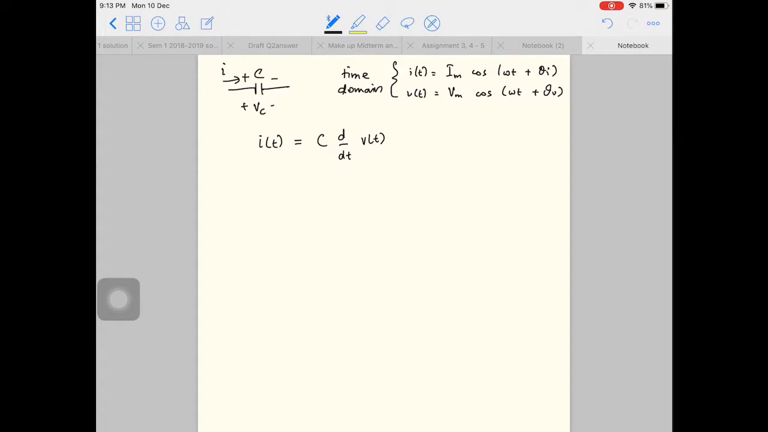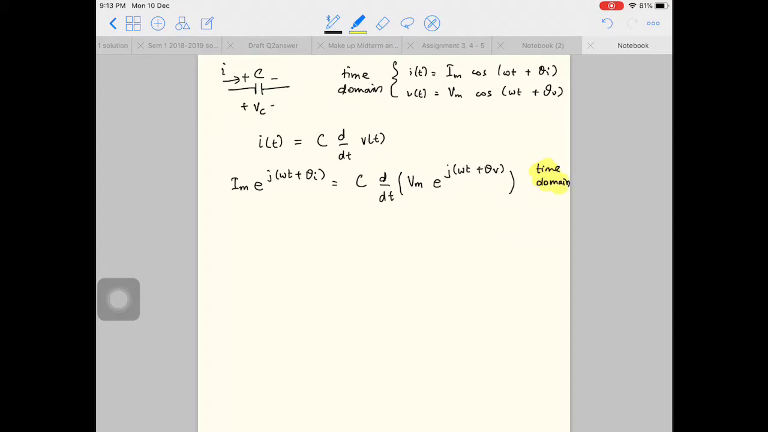And if we write it in terms of the frequency domain or in phasor form, we will have the current Im e^(j(omega t plus theta I)) equal to C d/dt of Vm, this is a magnitude, e^(j(omega t plus theta V)). As we know, this is still in the time domain, even though we write it in phasor form.